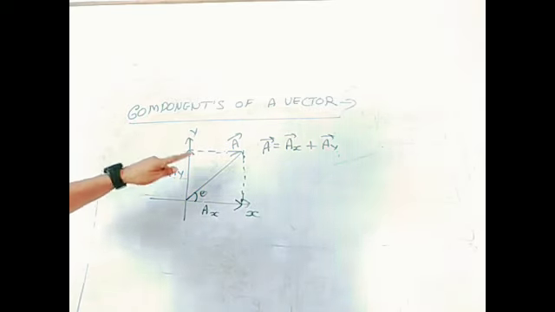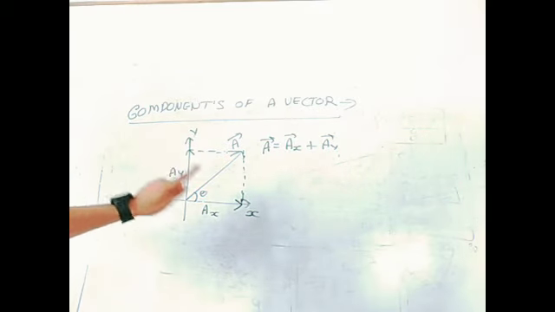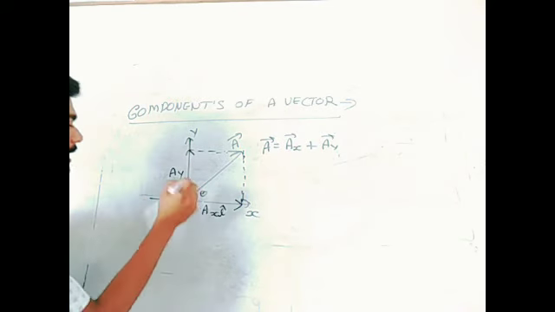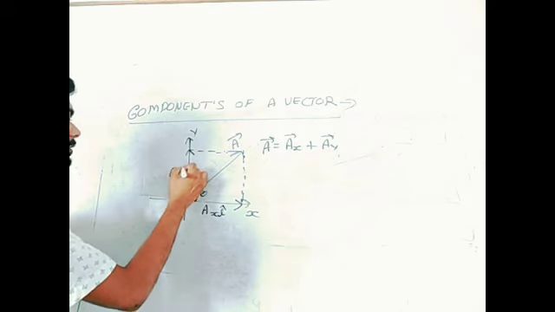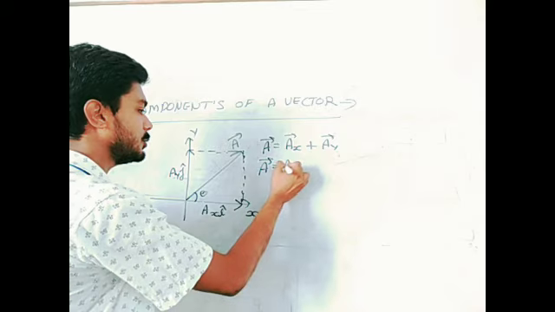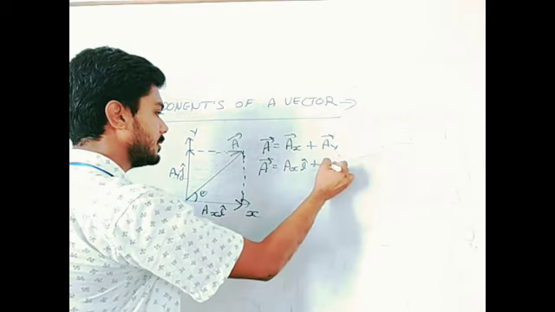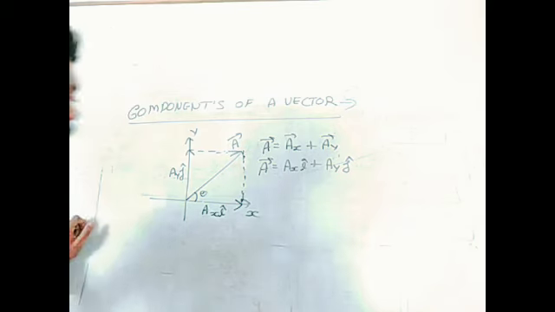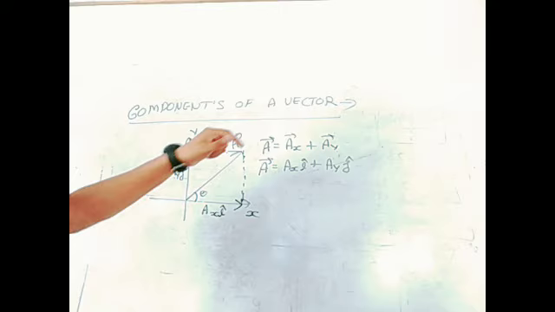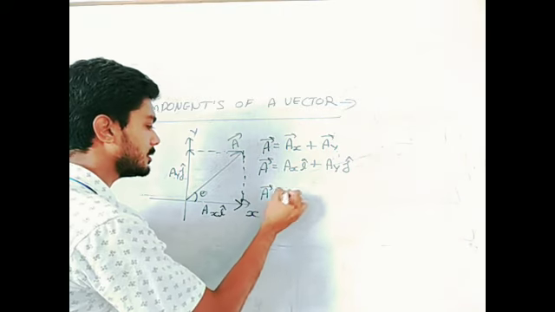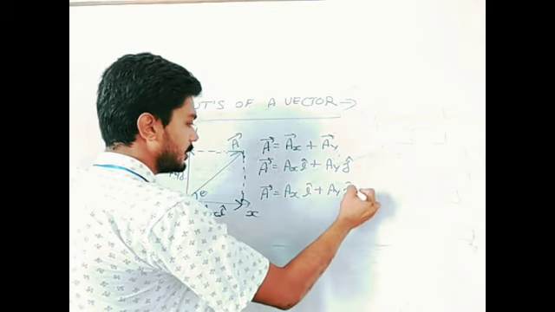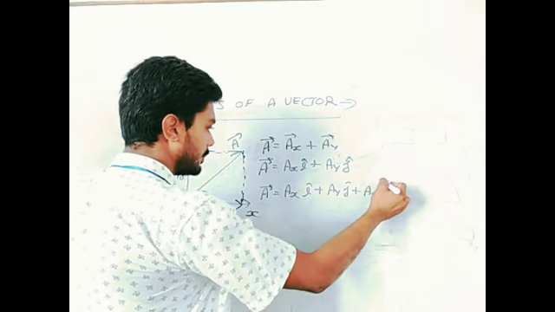And students, if you want to write it in the form of i cap and j cap, we know that on the x-axis we multiply i cap, and for the y-axis we multiply j cap. Then vector A is equal to ax into i cap plus ay into j cap. Suppose there is another component on the z-axis, then you will write vector A is equal to ax i cap plus ay j cap plus az k cap.